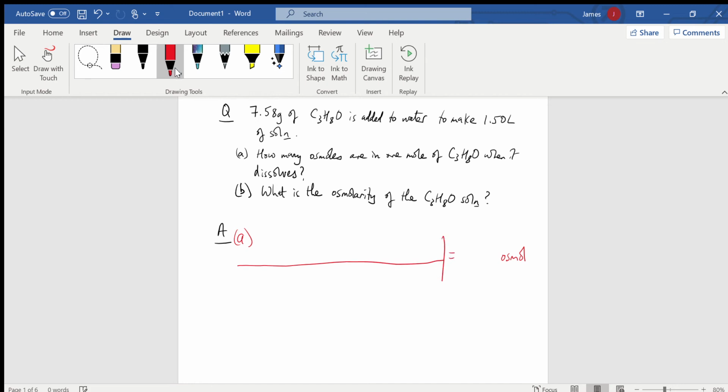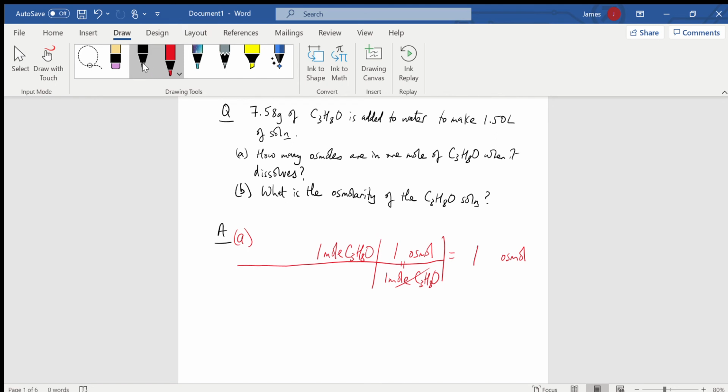Okay, start again. How many osmoles are in 1 mole? Okay, so I need osmoles. Well, 1 osmole is 1 mole of C3H8O. That's the equivalence, and I'm after 1 mole of C3H8O. Then the answer is 1. Done. Boom. Okay.